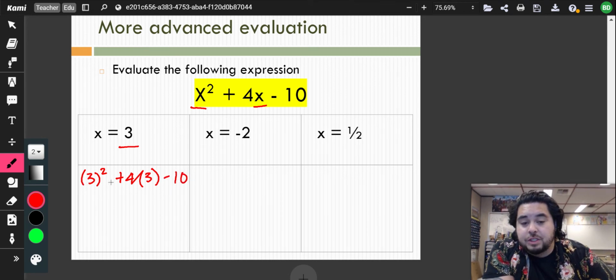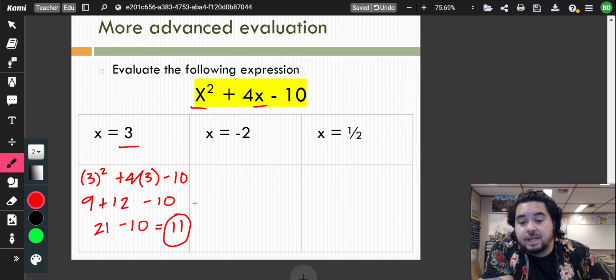Okay. Then we just go through order of operations. We'll do our exponents first. 3 squared is 3 times 3, which gives us 9. 4 times 3 is 12. And that minus 10 just tags along. Okay. 9 plus 12 gives us 21. And we subtract 10 from that. And so our final value is 11. So that means when I plug in 3 into this expression, the value of that expression is 11.